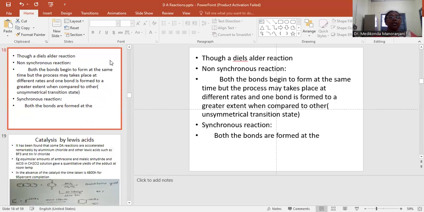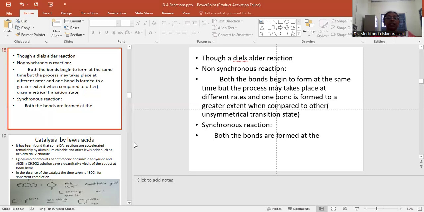Though a Diels-Alder reaction, it may be a synchronous or a non-synchronous reaction. In a non-synchronous reaction, both the bonds begin to form at the same time, but the process may take place at different rates, and one bond is formed to a greater extent when compared to the other. An unsymmetrical transition state is involved. In a synchronous reaction, both the bonds are formed at the same time and both are simultaneous. So the Diels-Alder reaction may be a concerted non-synchronous reaction or a concerted synchronous reaction.